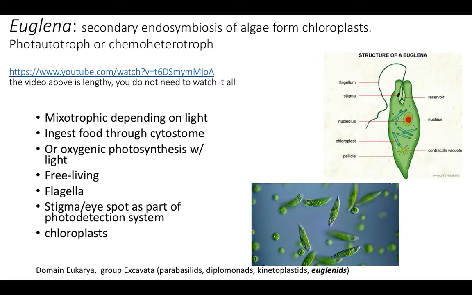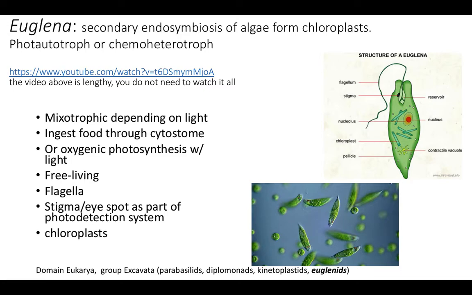Euglena, you'll recall, folks, that Euglena in evolutionary history started out as a protozoan animal-like protist, but through secondary endosymbiosis, it acquired algae that started living inside, and eventually the algae evolved into chloroplasts. So in the light, Euglena is a photoautotroph, and we'll see on the models or diagrams the chloroplasts. We'll also recall you guys that there's a stigma or eye spot that's part of the photo detection system of Euglena. So Euglena in the light exhibits phototaxis, a movement along a light gradient.